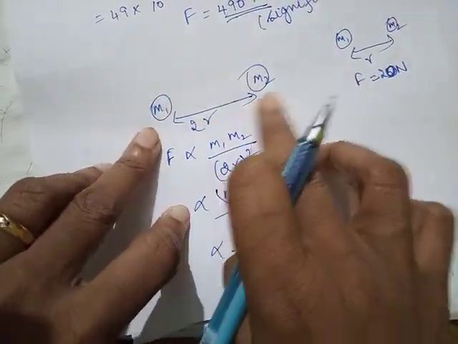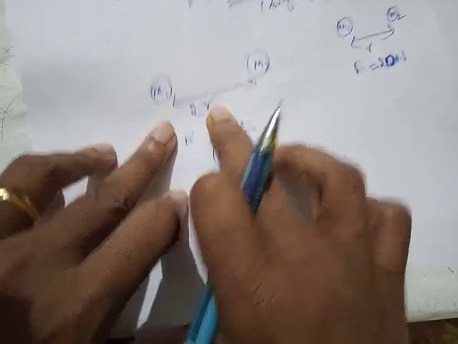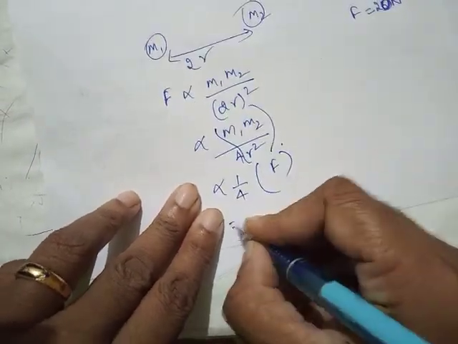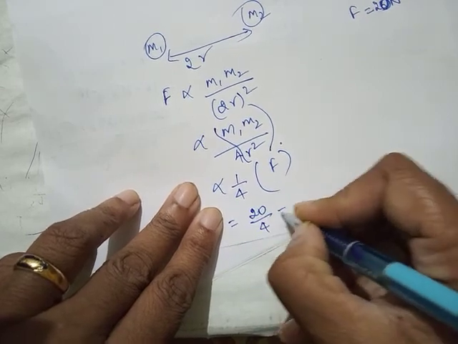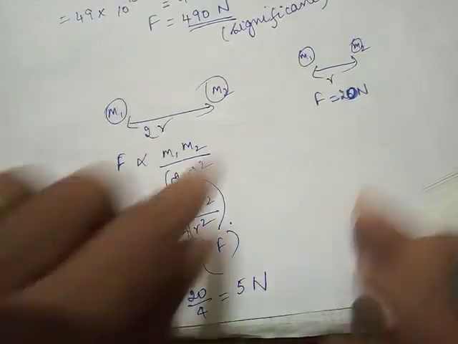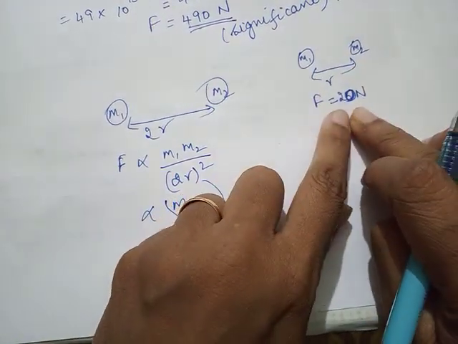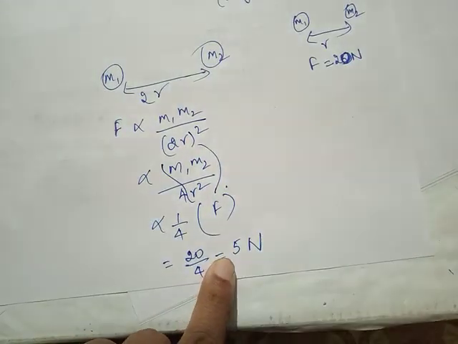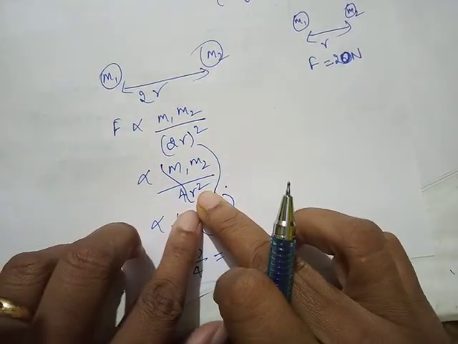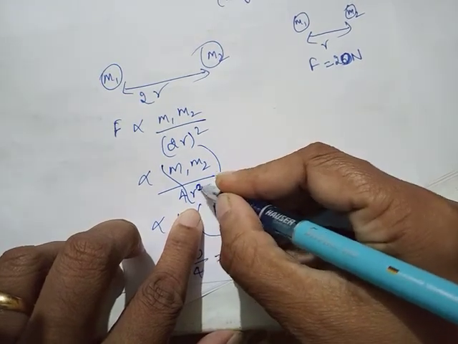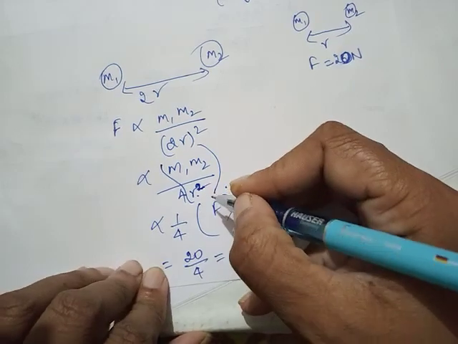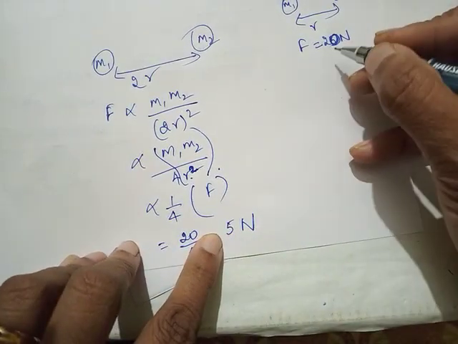Now, if the distance between them is doubled, or the distance becomes 2r, the force of gravity will become 1 by 4 times of the original force, that is 20 by 4, it will become 5 Newton. Are you able to understand? When the distance was less, force was more. As you increase the distance, force becomes less because they are inversely proportional, and that too inversely proportional to the square of the distance between them. So this makes a large difference between these two.